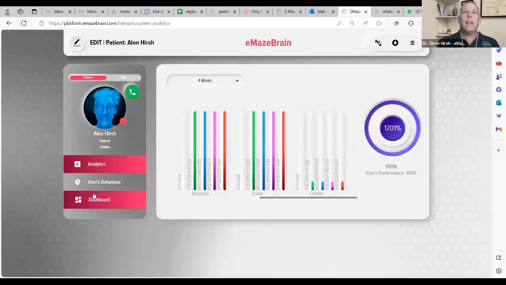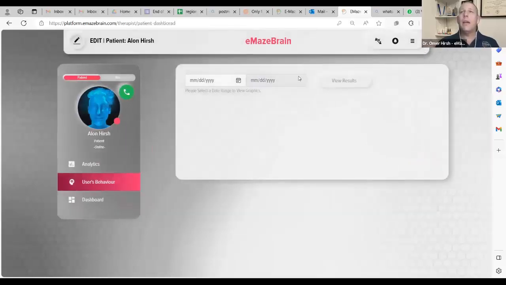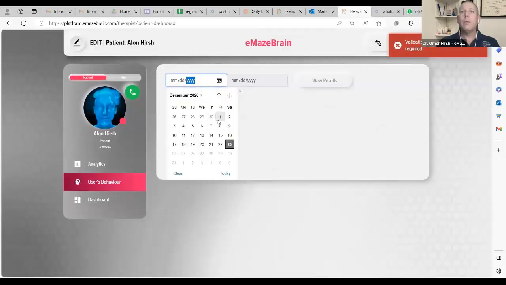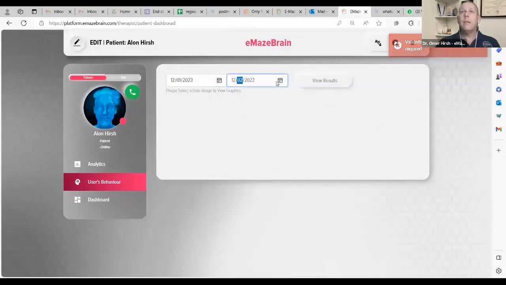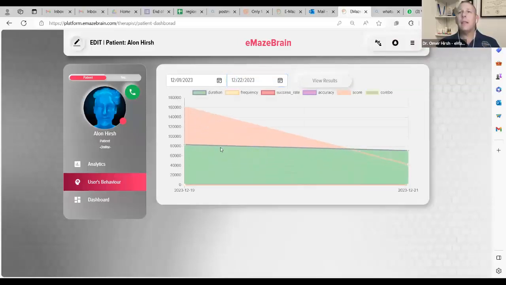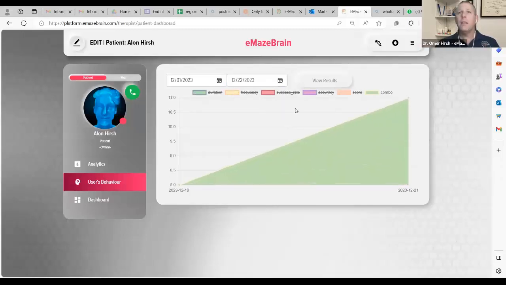Okay. I can also look at it in a more accurate way. So I can put in dates here, and I can see it on a graph, and I can just decide which one I want to look at. So I just want to look at combos right now. All right. So he hasn't played a whole lot. We can see that he pretty much played twice over the last 4 days, which is not good. I'm going to talk to him about it.